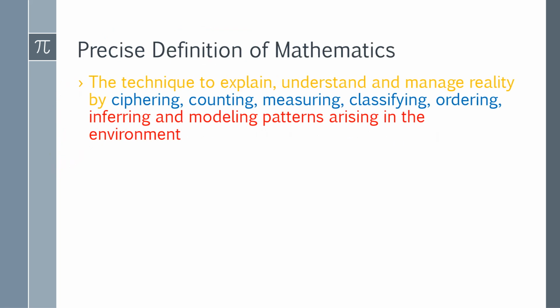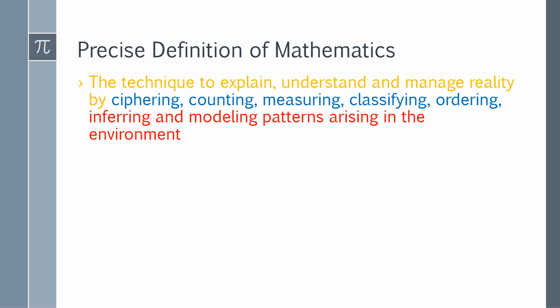All right. We did discuss the precise definition of mathematics more or less, but I mainly told you to write it down. So we know that the precise definition of mathematics is the technique to explain, understand, and manage reality by ciphering, counting, measuring, classifying, ordering, inferring, and modeling patterns arising in the environment. We know this already, and we know this from the heart.